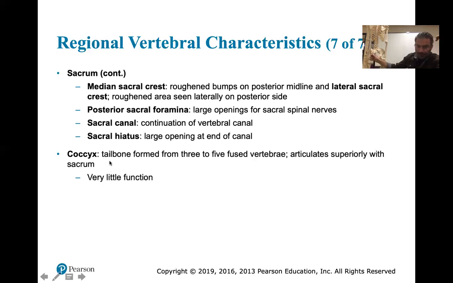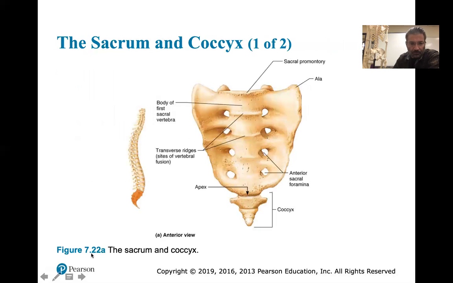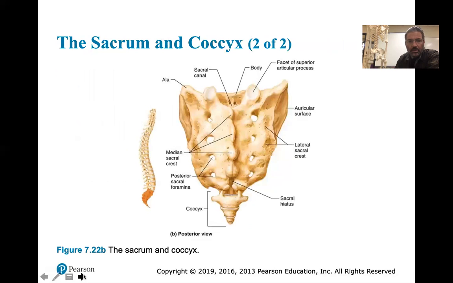Coccyx is that tailbone, formed from 3 to 5 fused vertebrae, articulates superiorly with the sacrum. All right, very little function, but I said before, if you fall and you hit that, it goes anterior. I've never done it, but you could go in through the rectum and flip this thing back. I would never do that, but if somebody was in excruciating pain from that pushing on something, I guess. And there's just some pictures there.